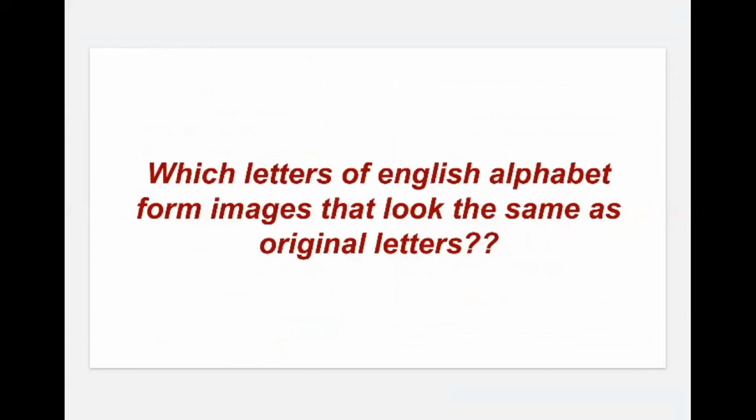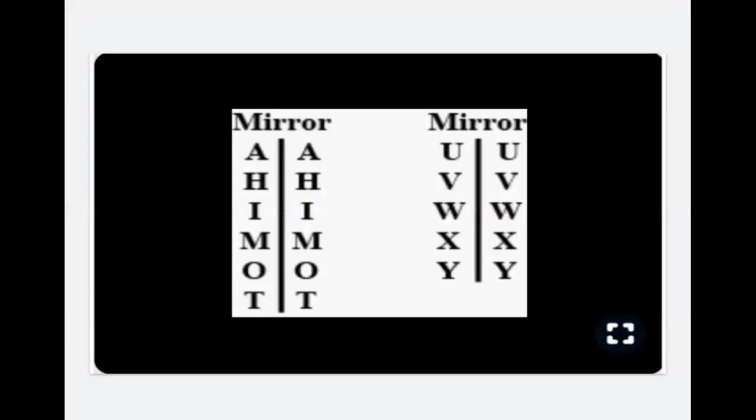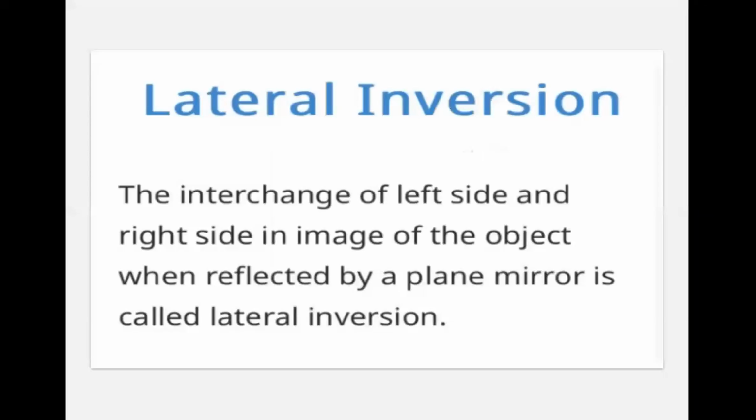Which letters of the English alphabet form images that look the same as the original letter? The answer to this question was these many letters, which are going to have the same mirror image as themselves. Next, we saw the definition of lateral inversion. In short, what is lateral inversion? It is just the flipping of the left side and the right-hand side in the mirror image.